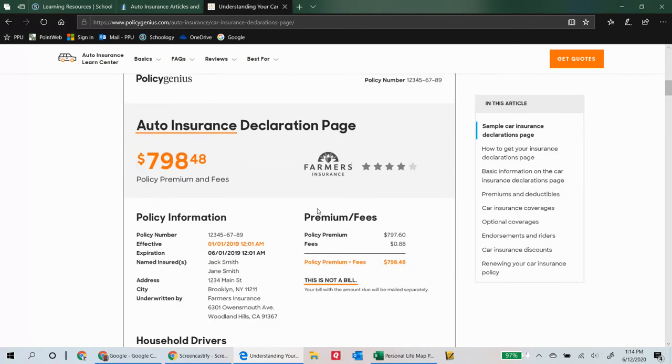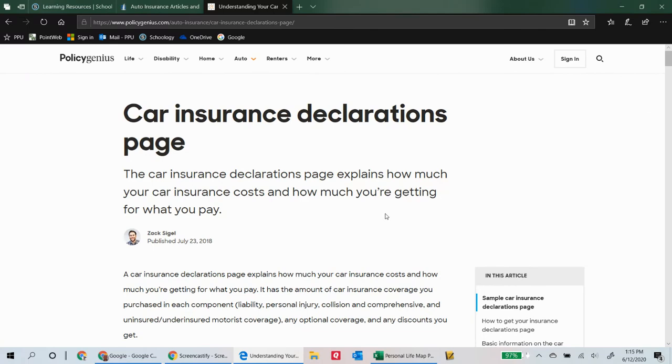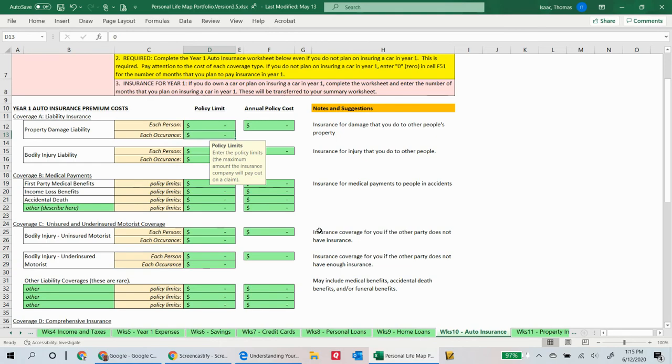A quote is an offer to sell you insurance. Once you've actually purchased it, it becomes the declarations page and is the first page of your insurance policy. The insurance policy itself is going to be many, many pages long and explains all of these things in detail. Also, over here on the right-hand side, it gives you the definitions and other things you might be interested in, including information about premiums and deductibles. I hope that gives you some resources and some understanding of what you're going to be doing here in Worksheet 10.